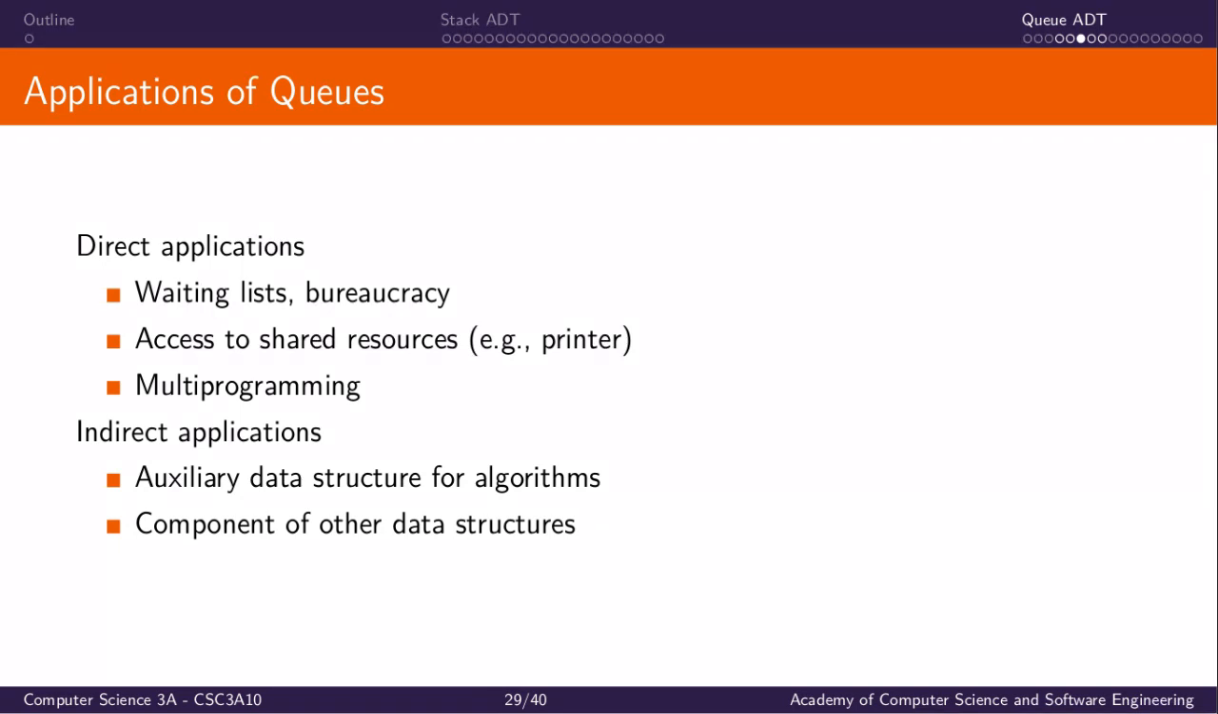So remember that we said that our programs should be robust, they should fail gracefully, and that means that if you have that type of error, you should actually deal with it in such a way that we can continue execution. All right. So direct applications, waiting lists.